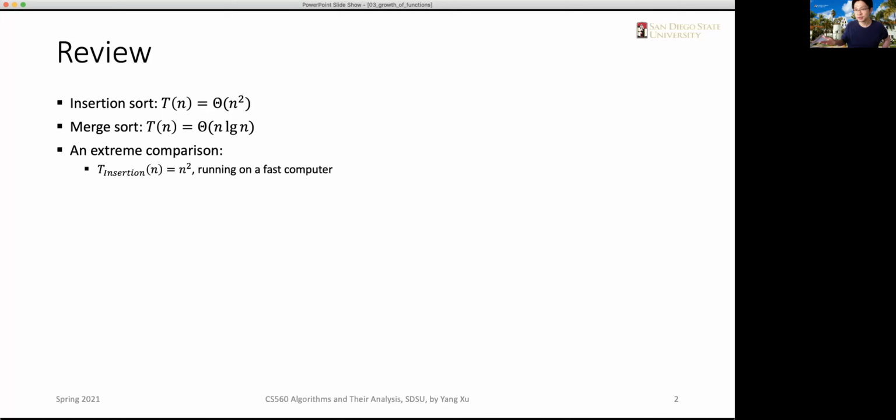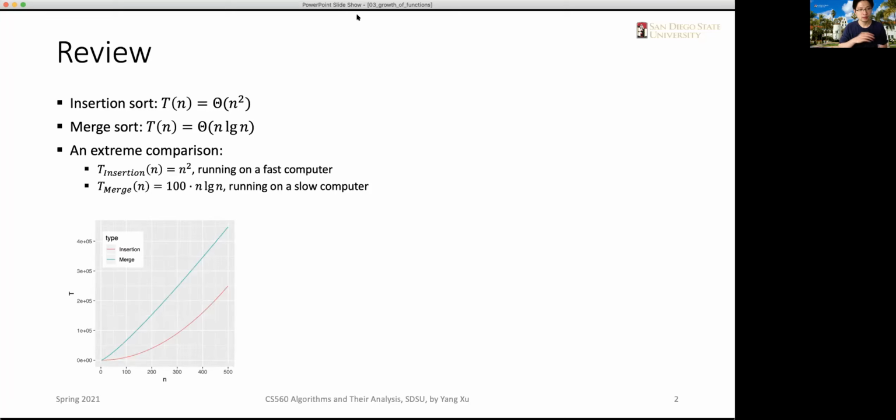In order to show the superiority of merge sort, we will let the insertion sort algorithm run on a really fast computer, so the constant is very small, right? And we let merge sort run on a slow computer, which gives a constant factor of 100. Okay, so this is already very unfair. But now let's see how the functions grow.